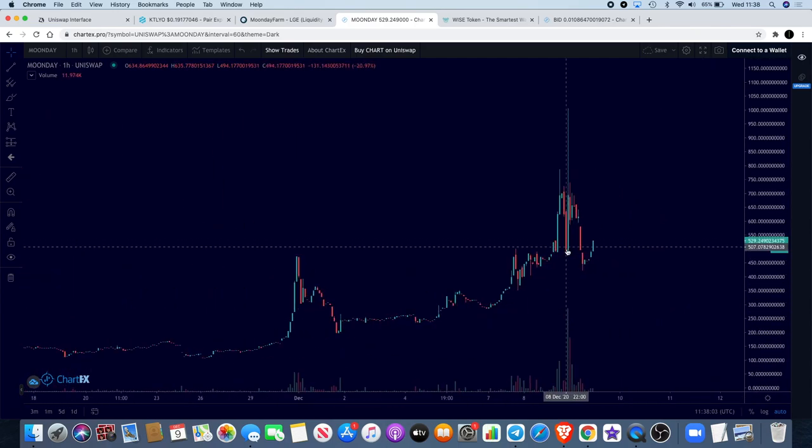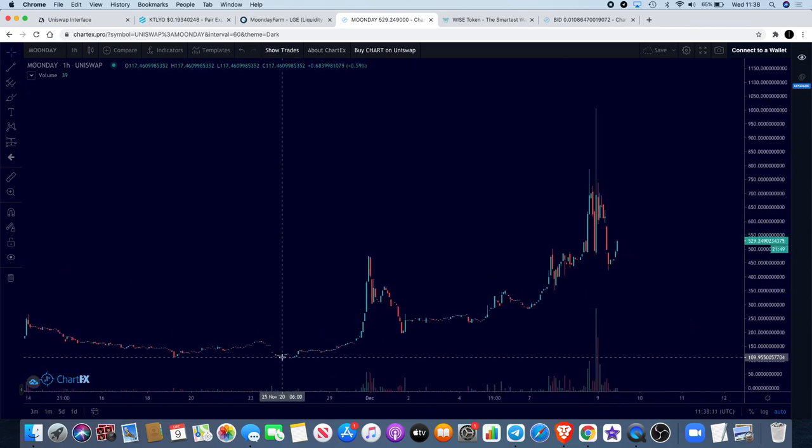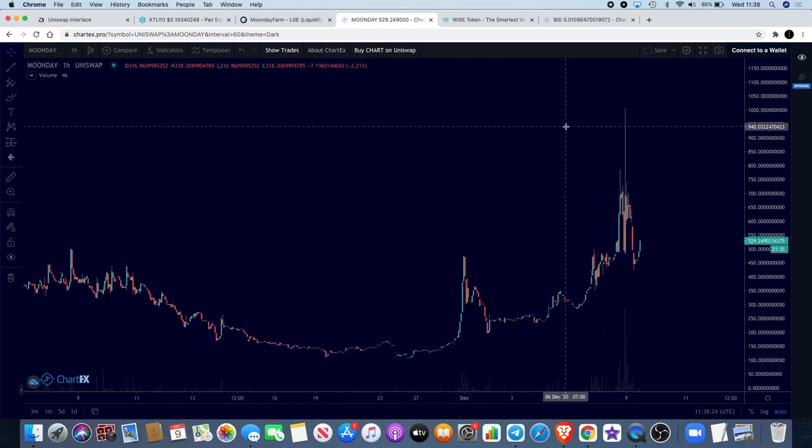So now we're just waiting to see whether this can take out this high and move higher. If you would have picked up Moonday around $100, went all the way back down to around $110, guys, that would have been a crazy steal. That would have been a crazy profit you could have made just over this past couple of weeks alone. All right, so still life in Moonday.